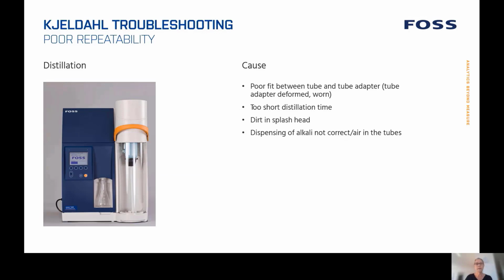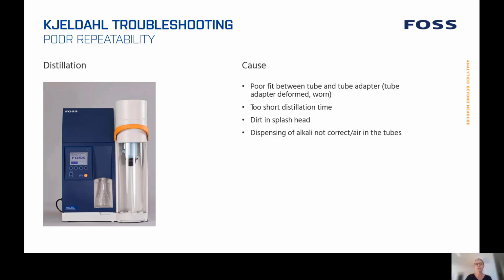In the distillation step, when you have poor repeatability, it could be that you have poor fit between the tube and the tube adapter. So check the tube adapter. If it is deformed or worn out, then you need to replace it. Could be the distillation time, it's not long enough. Could be dirt in the splash head, that means you need to clean it.